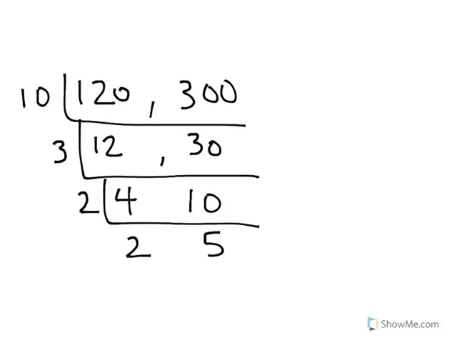So when it comes right down to it, the greatest common factor of these two numbers, 120 and 300, is actually going to be this right here: 10 times 3 times 2, which is going to be 60. And that makes perfect sense, because 60 times 2 is equal to 120, and 60 times 5 is equal to 300. And there we go.